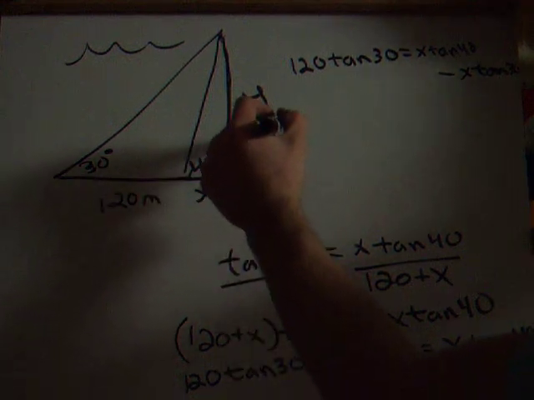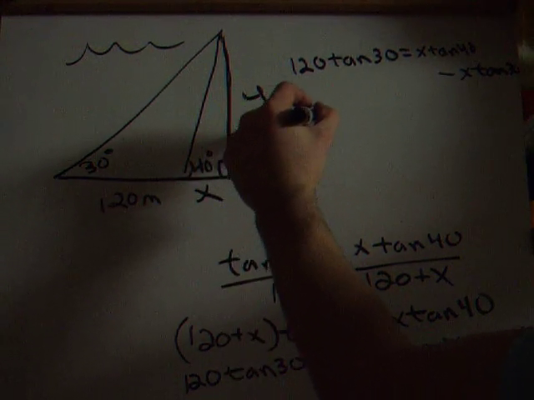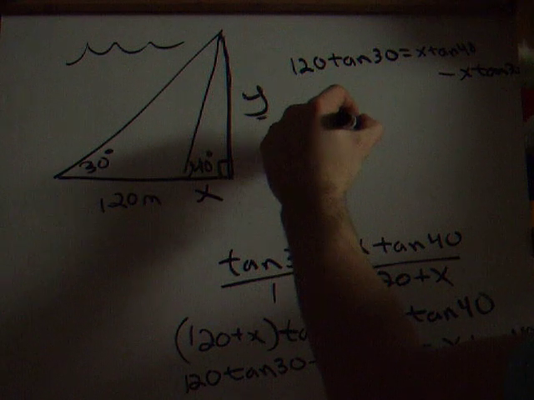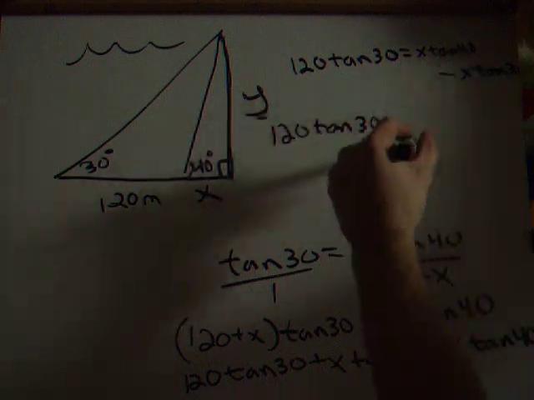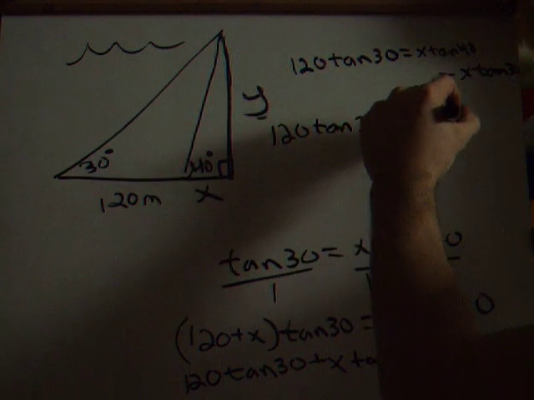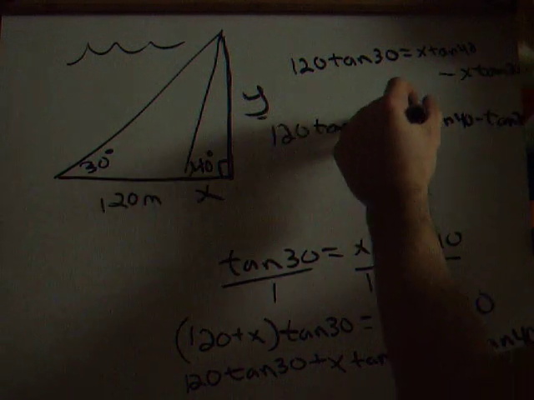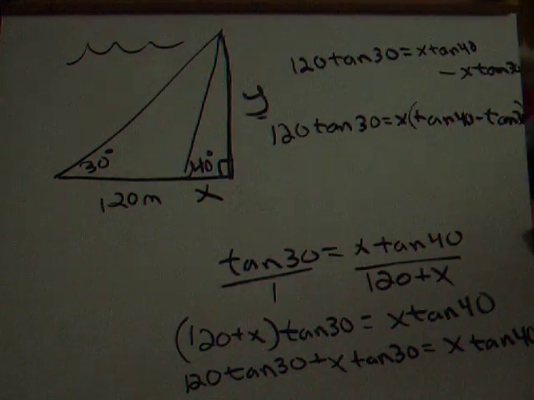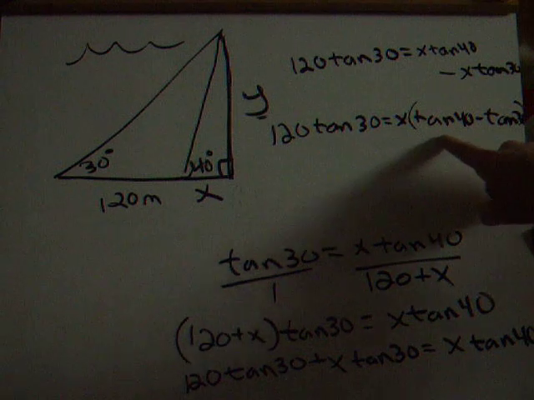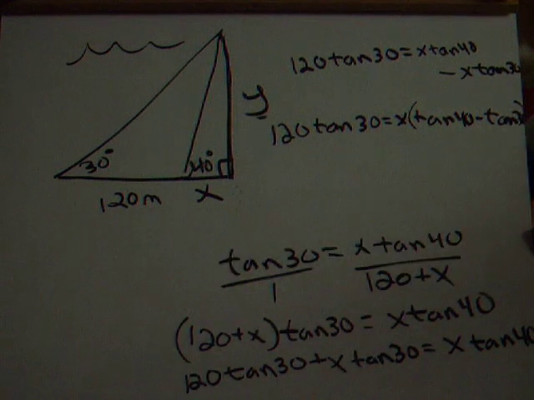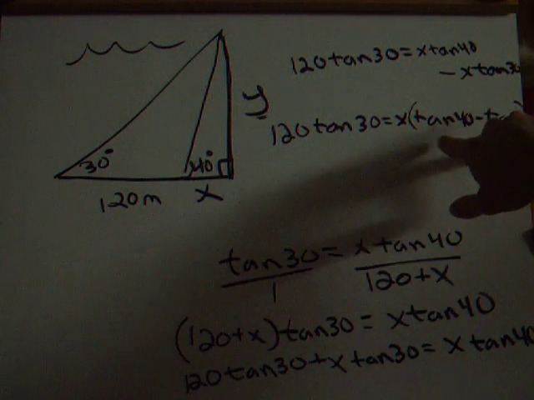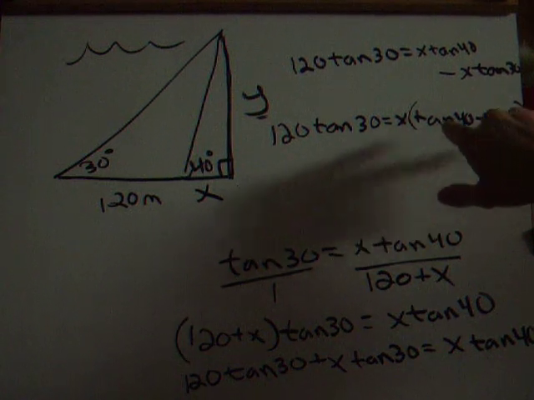So we'll leave the left side alone, try to give myself more space. 120 tan 30 equals, we're factoring the x out of these, x tan 40 minus tangent 30. Alright, so now we got x kind of isolated. It still has this tangent 40 minus tangent 30 that's attached to it, but I really can divide both sides by tangent 40 minus tangent 30.